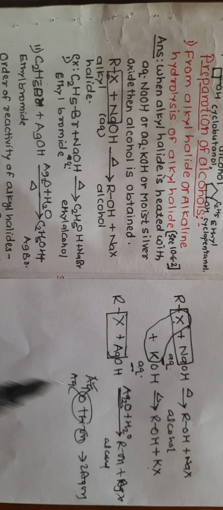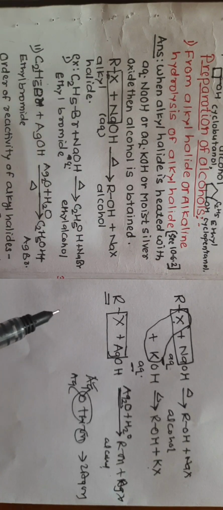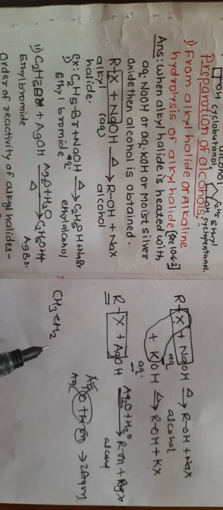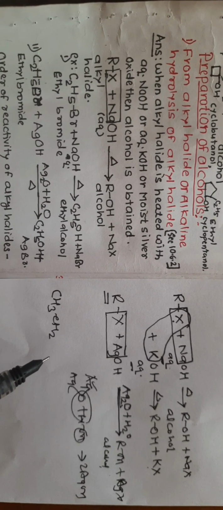Here we can take examples like this. Instead of the alkyl group R, we can take any alkyl group like methyl, ethyl, n-propyl, isopropyl, n-butyl, sec-butyl, tert-butyl, neopentyl, n-pentyl, sec-pentyl, like that.